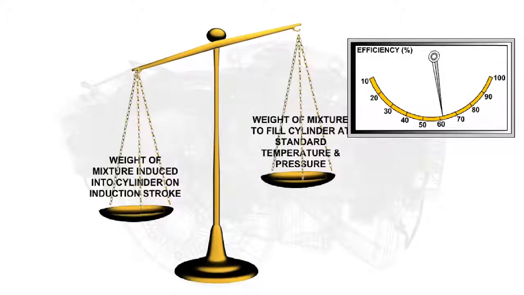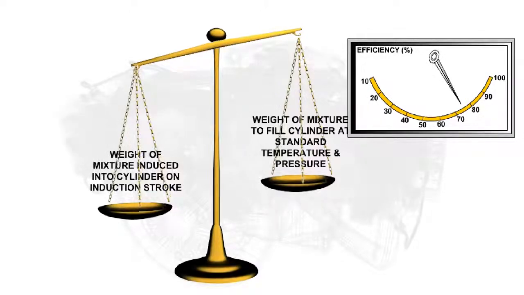For an internal combustion engine, this can be shown as volumetric efficiency equals the weight of mixture actually induced into the cylinder divided by the weight of mixture which would fill the cylinder at standard temperatures and pressures times 100. A normally aspirated aircraft engine, that is, an aircraft engine that is not supercharged or turbocharged, will not be able to induce sufficient mixture into the cylinder to fill it completely. In fact, this type of engine would only have a volumetric efficiency of about 80%.